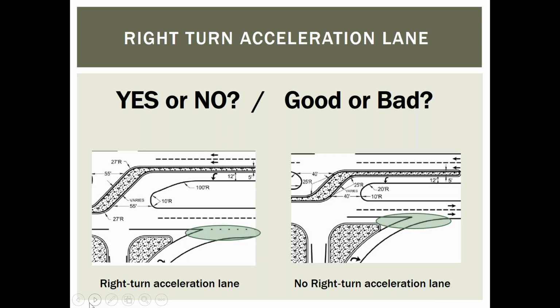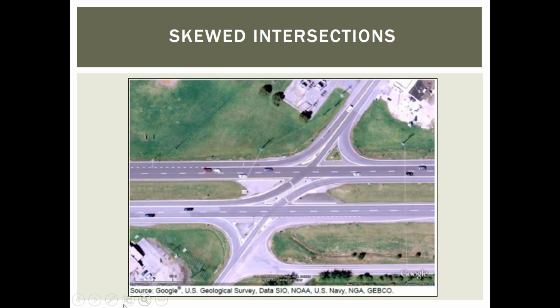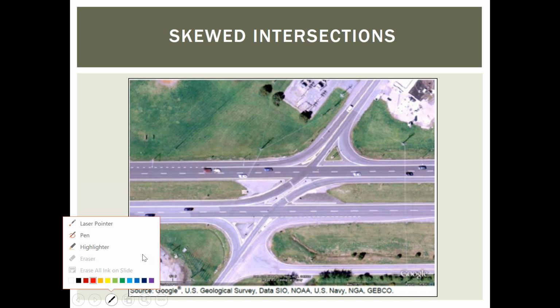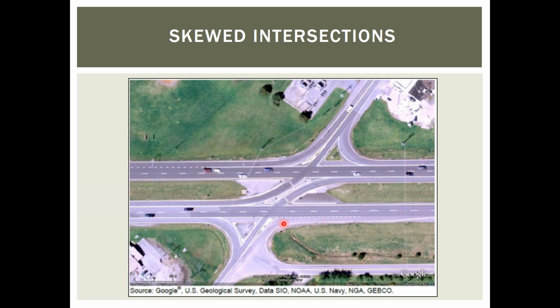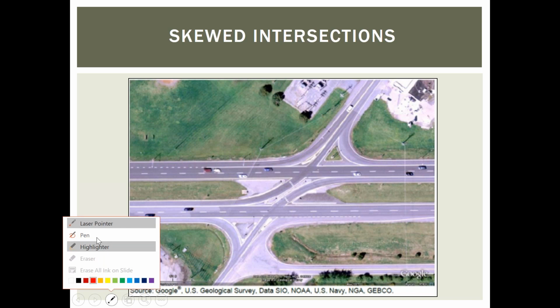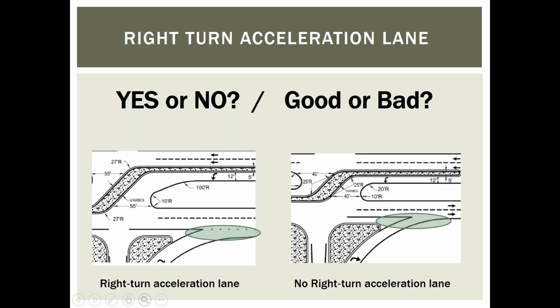And you notice in that previous picture, actually, let me back up here. So you see here in the picture how we've got this right turn acceleration lane, and same thing over here, this right turn acceleration lane. So let's talk about that a little bit. Is that a good thing or a bad thing? Well, it depends. There's never a universal answer. There's advantages and disadvantages to the right turn acceleration lane or not having that right turn acceleration lane.